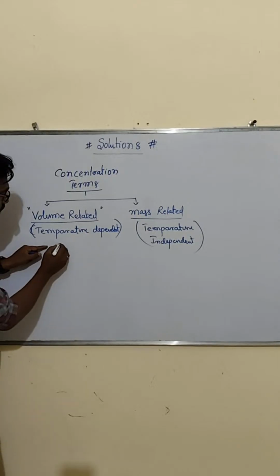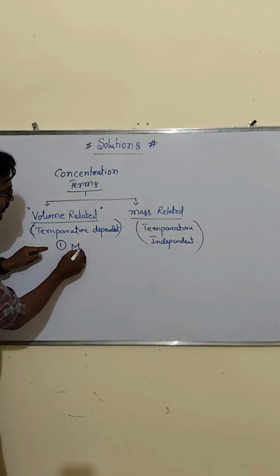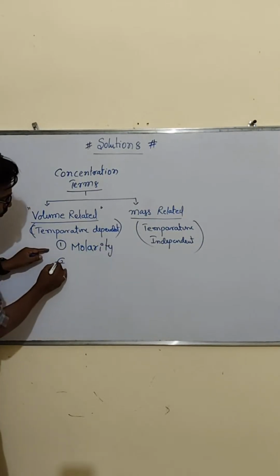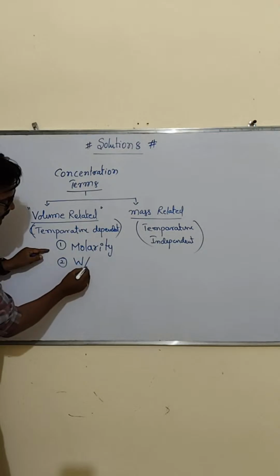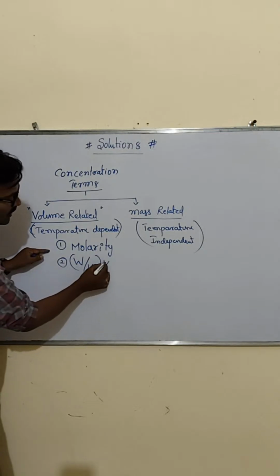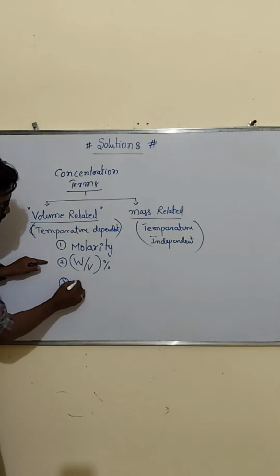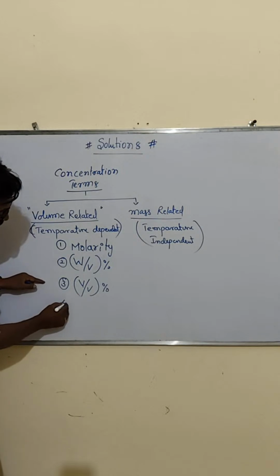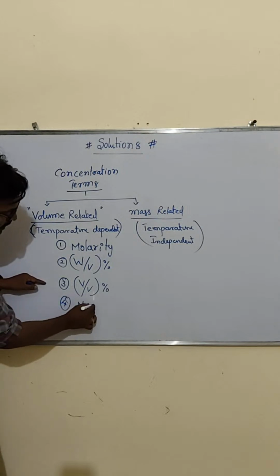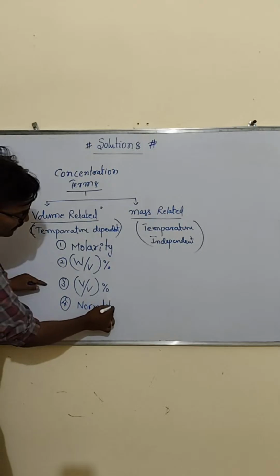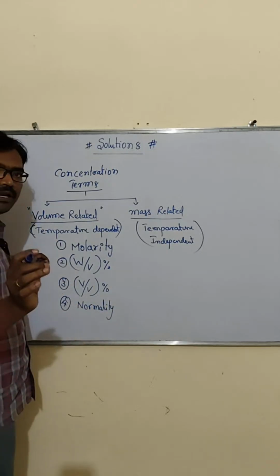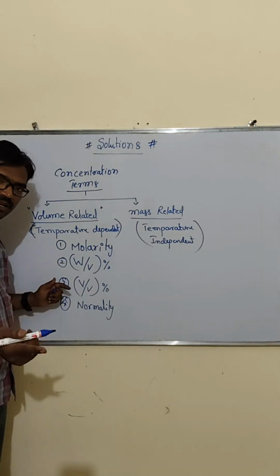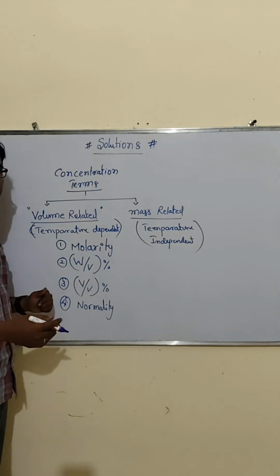Number one is molarity, which is volume related. Then weight by volume percentage, or volume by volume percentage. Then the fourth one is normality. All these depend upon the temperature. When temperature changes, these concentration terms also change.